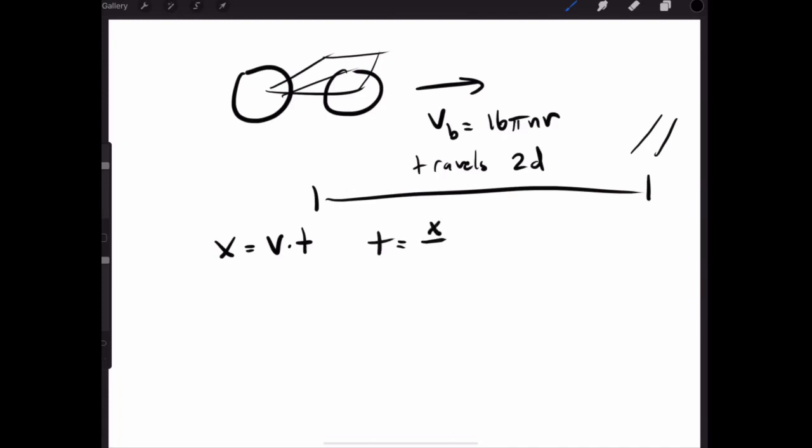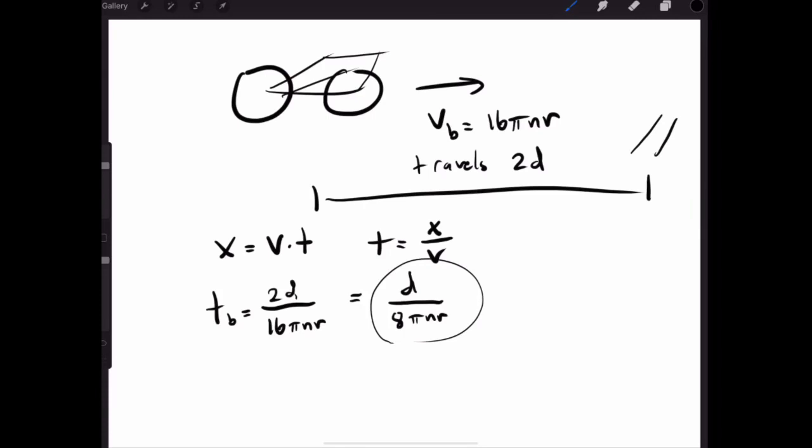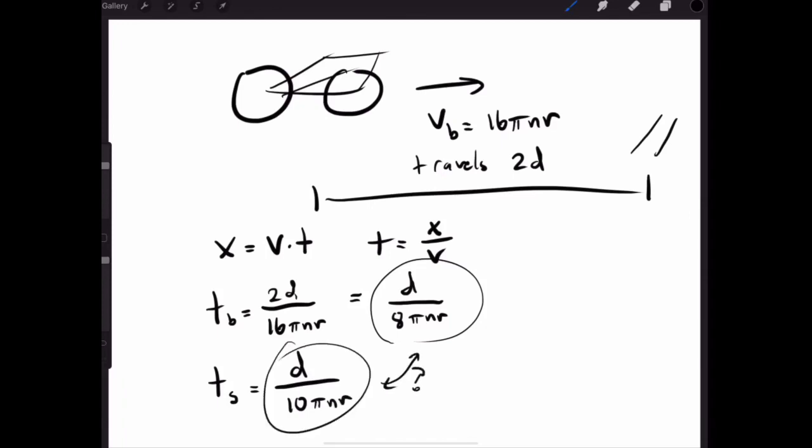Okay, so for this one, to solve for t, we're using our kinematic equation. t is equal to distance over velocity, and the distance the bike went was 2d, and the velocity was 16 pi n r, so total time is d over 8 pi n r. Time for the skateboard, it traveled d for its distance, and its speed was 10 pi n r. So if we compare them, we can see that the time for the skateboarder is less.